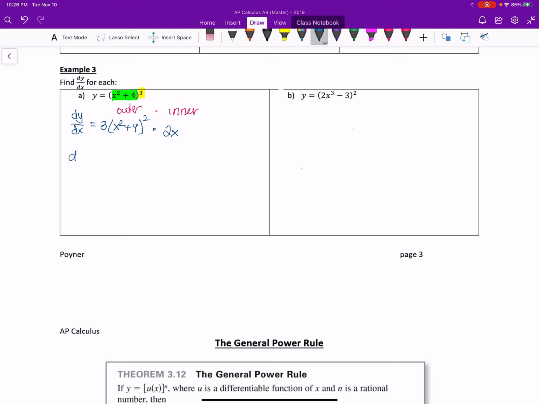I can simplify that a bit, which is going to be 6x times x squared plus 4. And the preferred form is actually in factored form. So I don't want you to expand this out and distribute the 6x. That would be a complete waste of time because it's much better to have it in factored form. It lets us find where the derivatives are 0 or undefined much easier. Pause the video and try part B.